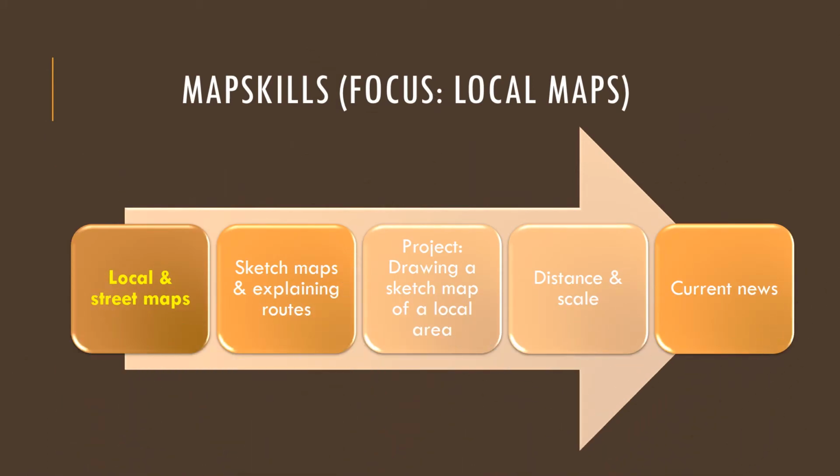For the first term, our topic is map skills, and remember our focus is on local maps. And so with this topic, we have 5 subtopics that we need to cover for the term. Firstly, local and street maps. Secondly, sketch maps and explaining routes. Thirdly, a project, and this project is based on drawing a sketch map of a local area. Fourthly, distance and scale. Fifth and lastly, for term 1, we'll be looking into current news.